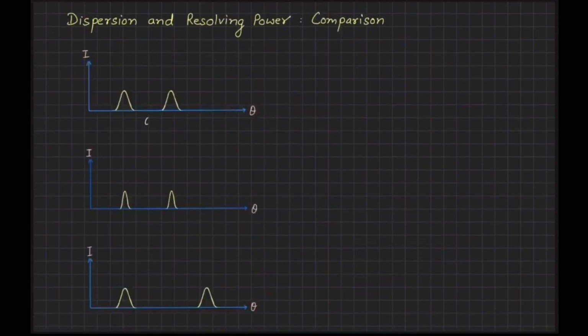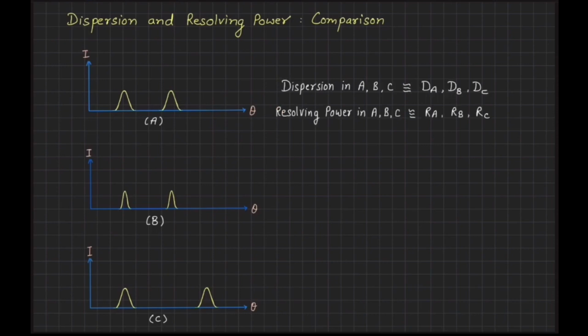Let's compare dispersion and resolving power. In the given three illustrations showing intensity pattern with respect to angular position theta, dispersion in grating C is greater than dispersion in grating A, which is equal to dispersion in grating B. That shows grating C has the highest dispersion, and resolving power in B is greater than resolving power in A, which is equal to resolving power in C. That is, grating B has the highest resolving power.